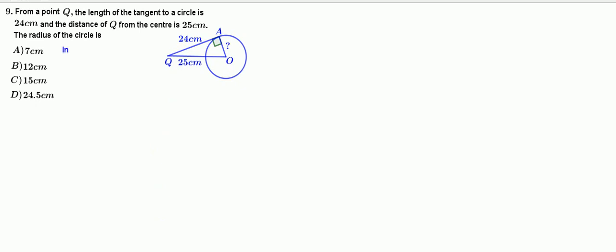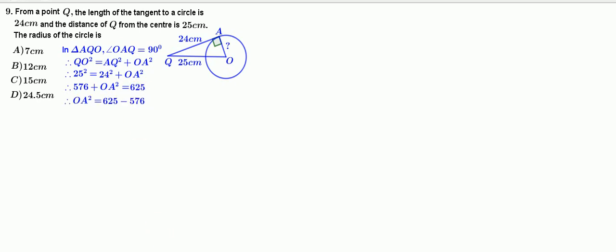That is, in triangle AQO, angle OAQ equal to 90 degrees. So by Pythagoras theorem, QO square equal to AQ square plus OA square. Substitute the values. That is 25 square equal to 24 square plus OA square. That is 576 plus OA square equal to 625. Here 24 square is 576 and 25 square is equal to 625.